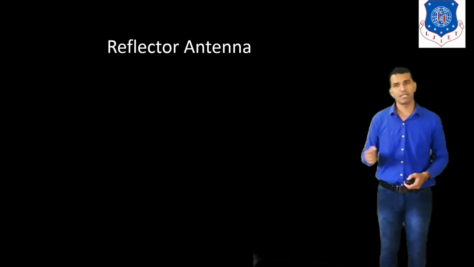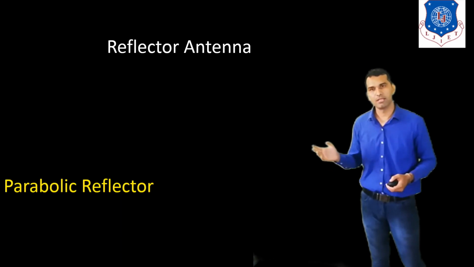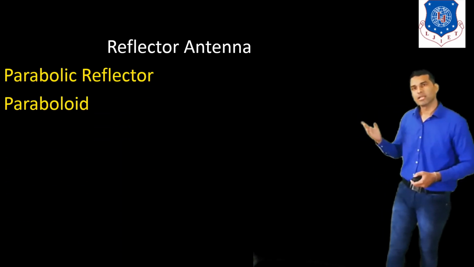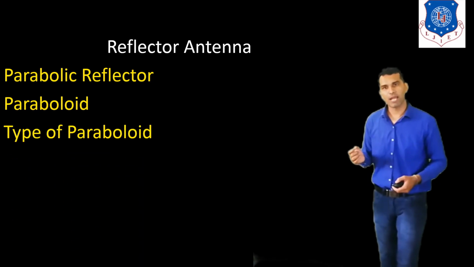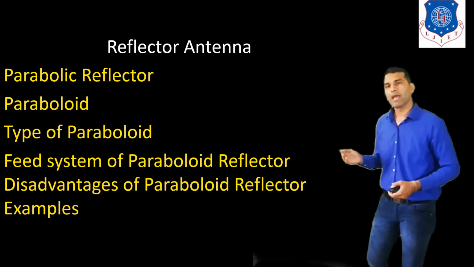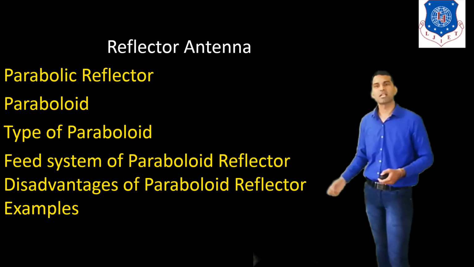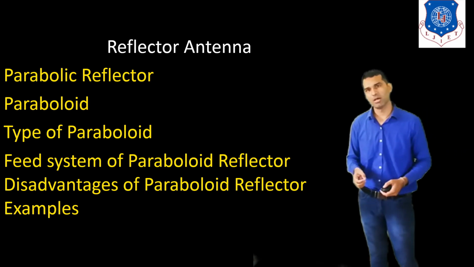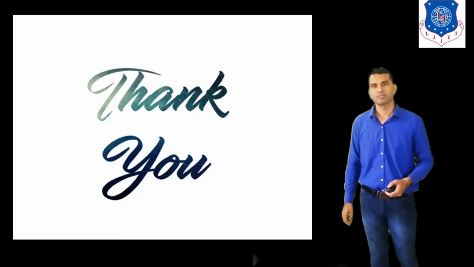With this, we complete the chapter on reflector antenna. In this lecture we have discussed the parabolic reflector antenna, what the paraboloid is, the types of paraboloid, the feed system of the parabolic reflector, the disadvantages of the parabolic reflector, and we calculated examples of the reflector antenna. Thank you.